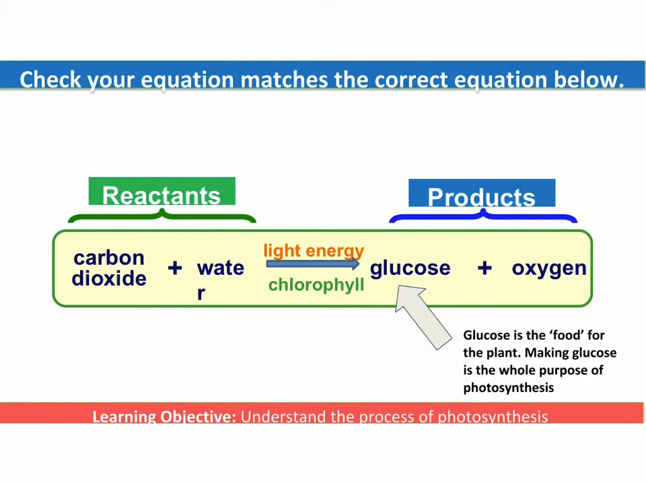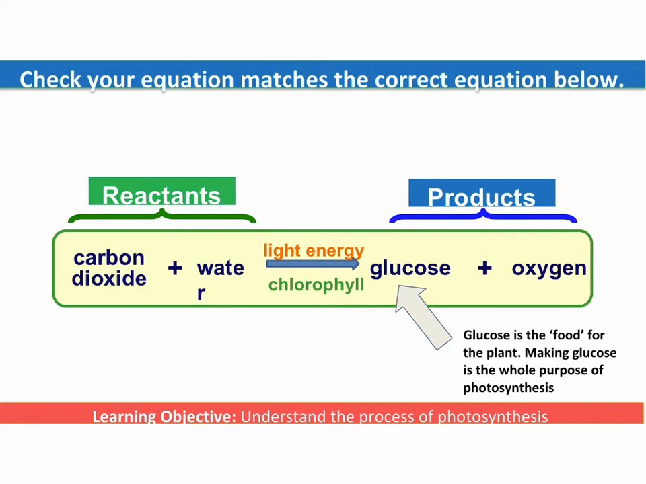Okay, we'll see if you were correct. So this is the equation for photosynthesis. You have carbon dioxide and water that go in. They are what's known as your reactants. Light and chlorophyll are needed, but they don't go in the body of the equation at the start with carbon dioxide and water. They go above and below the arrow. And then the products are glucose and oxygen. Can you please make sure your equation is correct? You will need to know that equation for your exams.